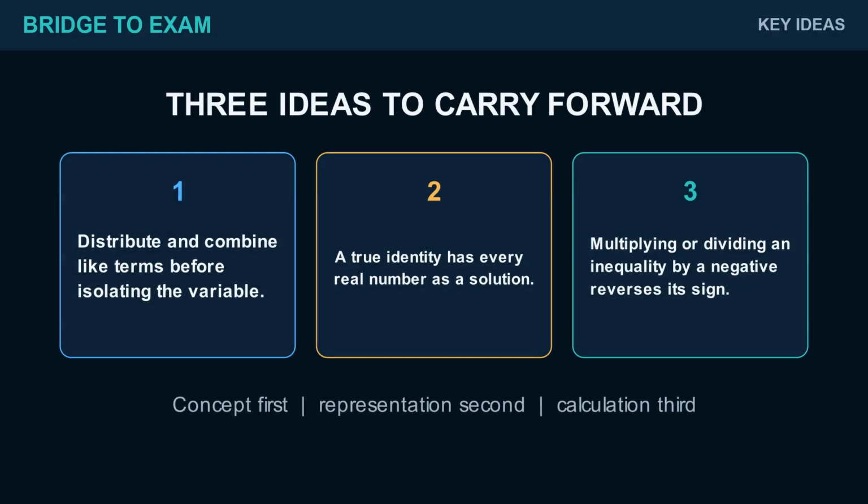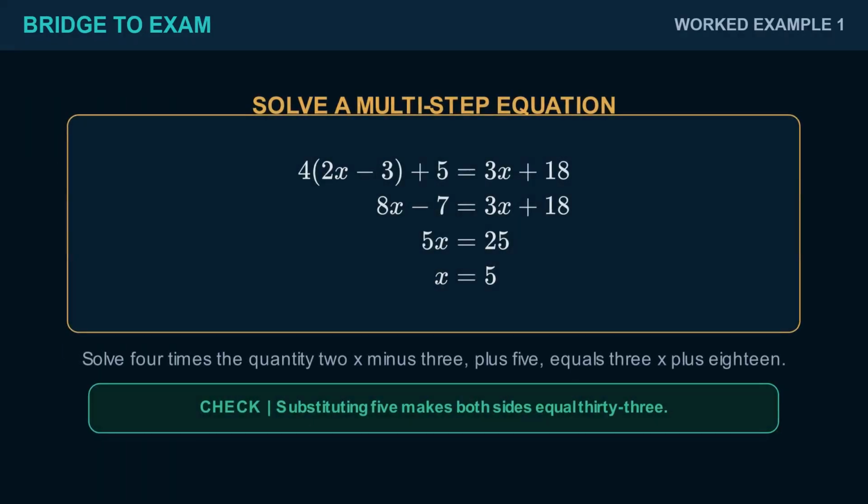Three ideas organize the lesson. First, distribute and combine like terms before isolating the variable. A true identity has every real number as a solution. Multiplying or dividing an inequality by a negative reverses its sign.